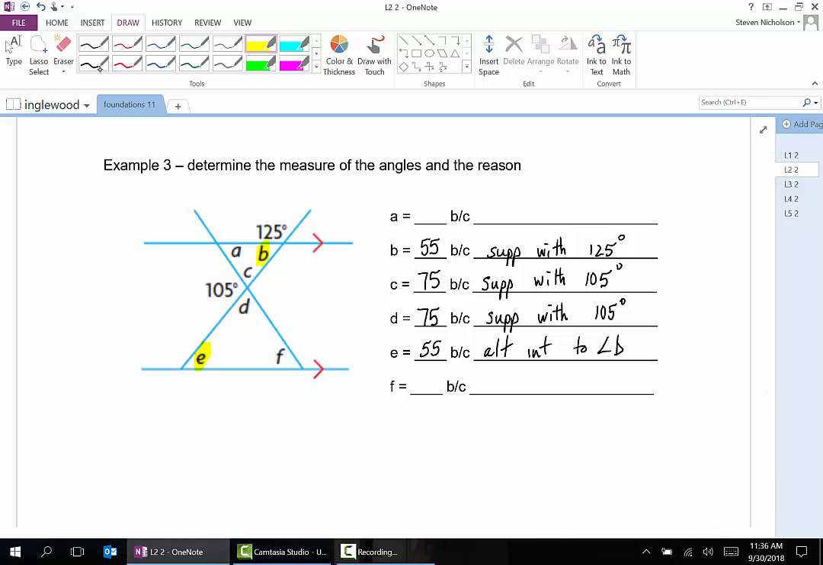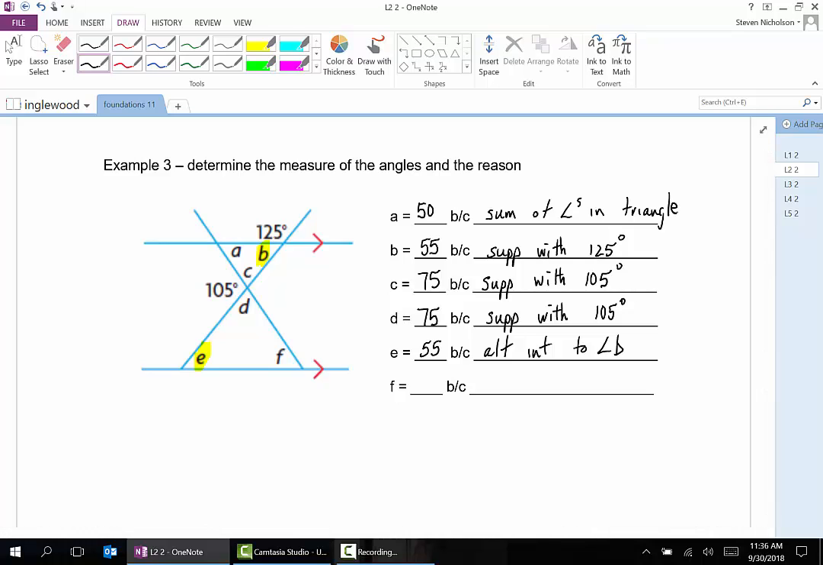I'm also going to do angle A now, and I could have done this before, but angle A is 50 degrees. And the reason that angle A is 50 degrees is I think we know that the sum of angles in a triangle equal 180 degrees. So I know that angle B is 55, angle C is 75, and that leaves 50 left over.